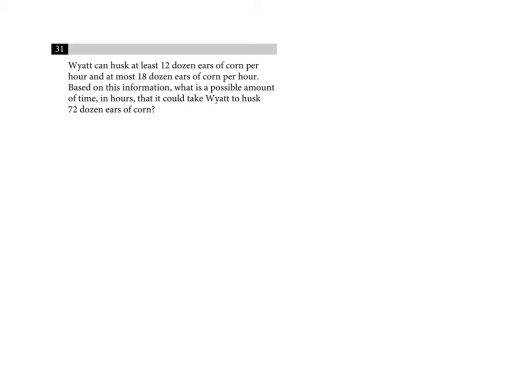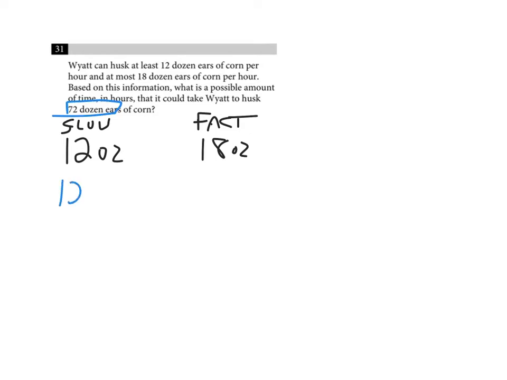Wyatt can husk at least 12 dozen ears of corn per hour and at most 18 dozen ears of corn per hour. So it looks like on the slow day, 12 dozen, and on the fast day, 18 dozen. It says, what is the possible amount of time in hours that it could take Wyatt to husk 72 dozen ears of corn? Well, on a slow day, if I let x be equal to the hours, 12x equals 72, that would make x equal to 6. So it would take him 6 hours to husk the corn.